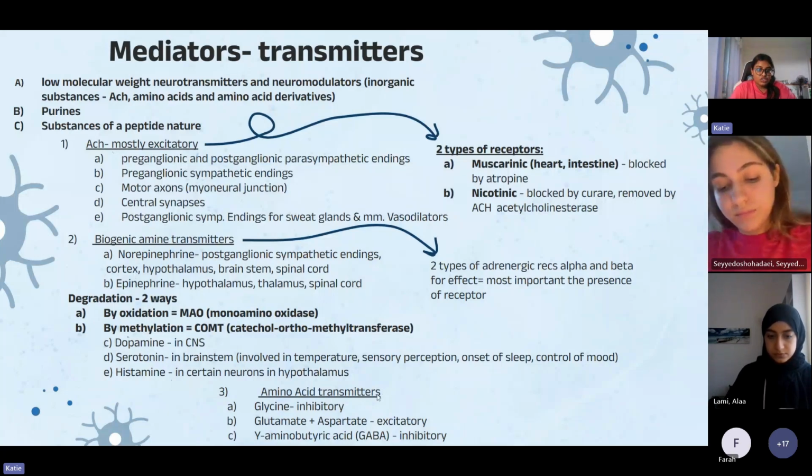Then you have amino acid transmitters. These amino acid transmitters are also important.